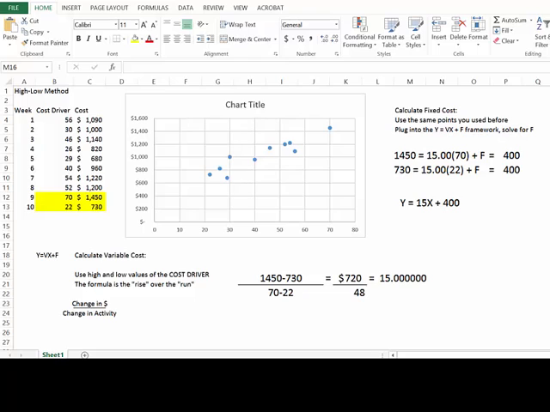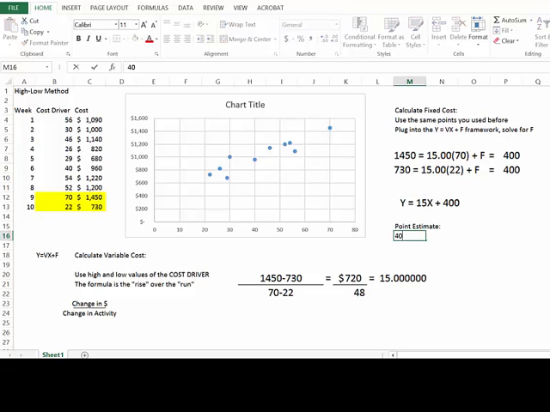Now what we want to do is a point estimate. So a point estimate is when we want to predict our cost for a specific activity point. In this case, let's look and see what happens when we have 45 drivers.